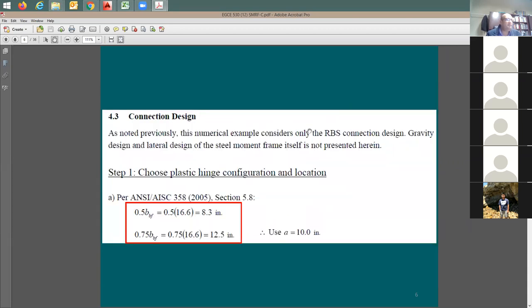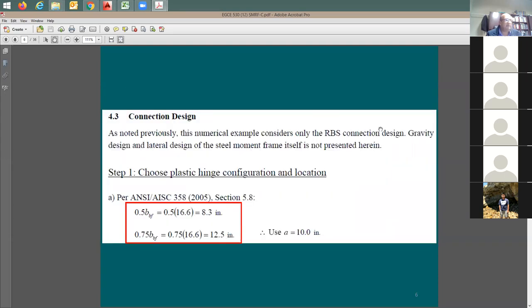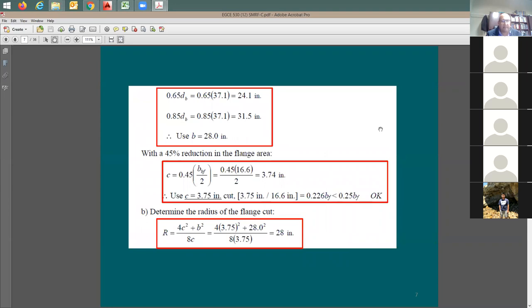Now the connection design, I'm gonna be going with A, B, and C. If you remember the A, B, and C, A, B, and C is gonna be for the RBS. I'm gonna be checking the RBS values against the code limits, right? And then find out the R, which is the radius for the cut.